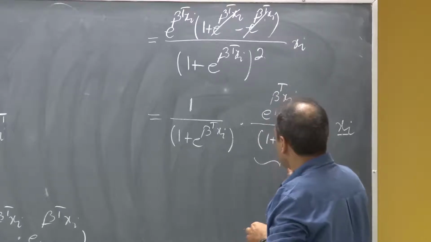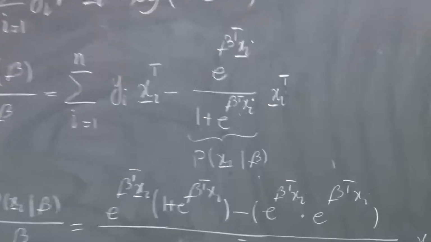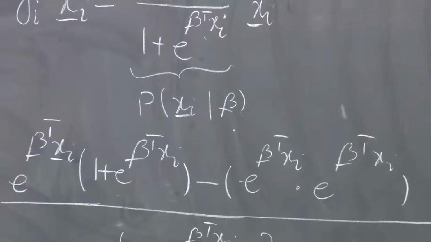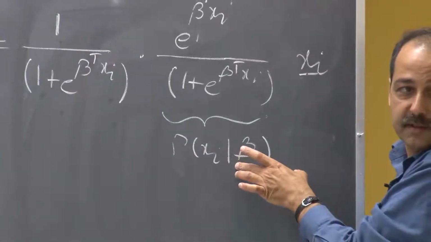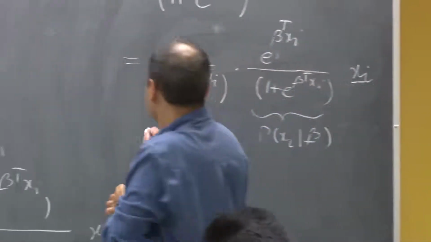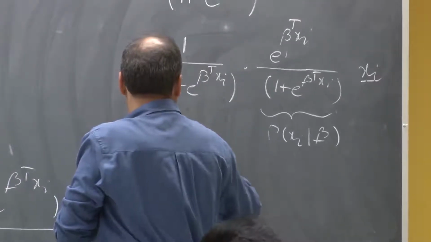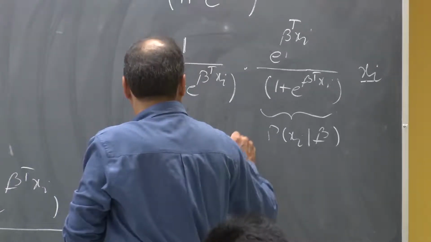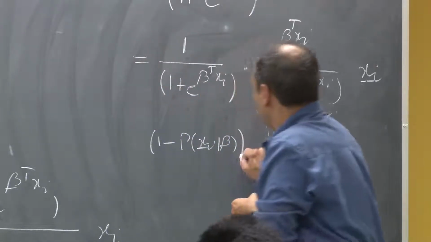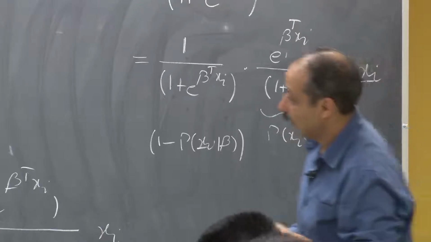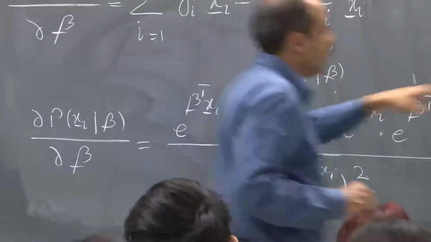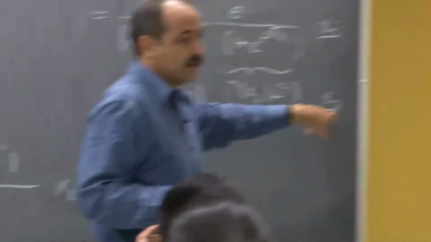So this, if you remember, I call it P. And this is the complement of this P, right? This is 1 minus P. So the derivative of P with respect to beta is 1 minus P times P xi.